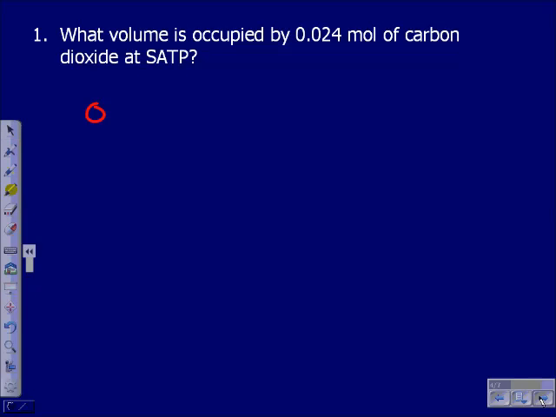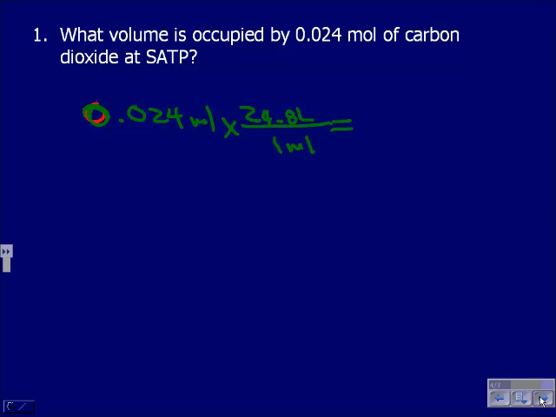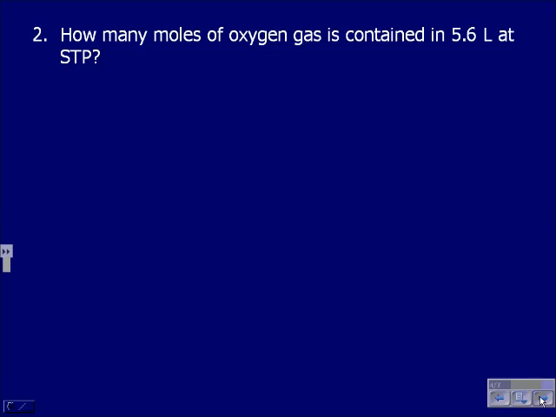It really doesn't matter what the identity of the gas is. 0.024 moles times, I want to have volume on the top. I'm dealing with SATP. There's SATP, 24.8 liters per 1 mole. And that'll tell me what the volume is. No need for PV equals nRT. A lot easier and quicker than that. And we're looking at 0.60 liters.